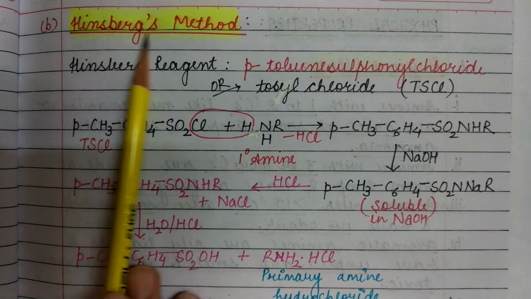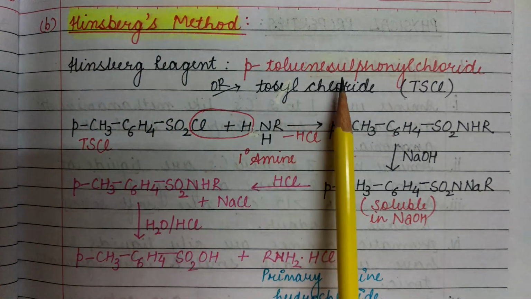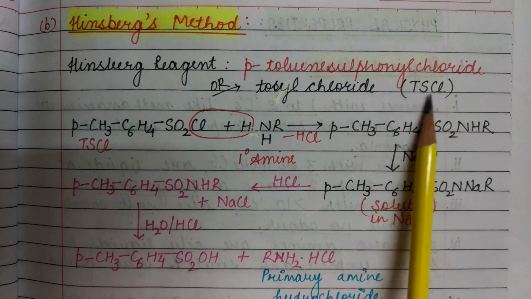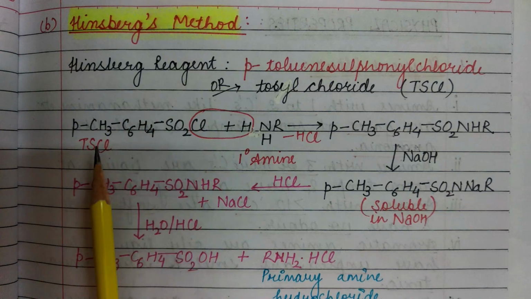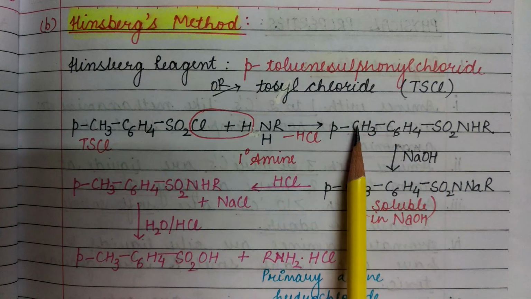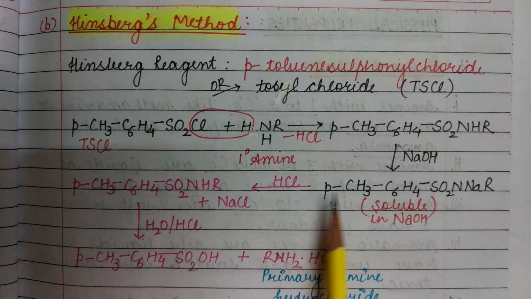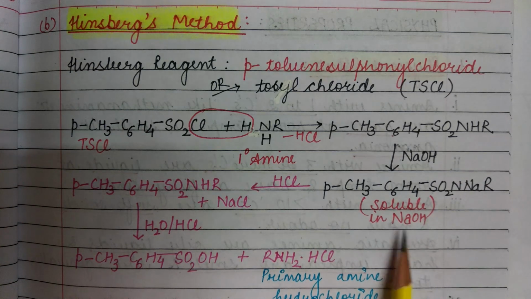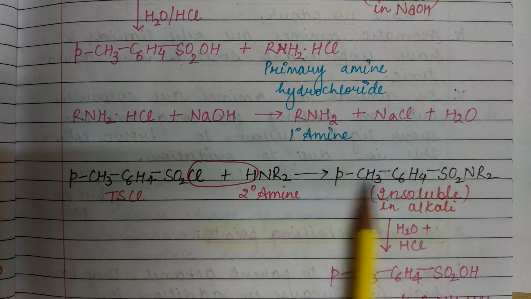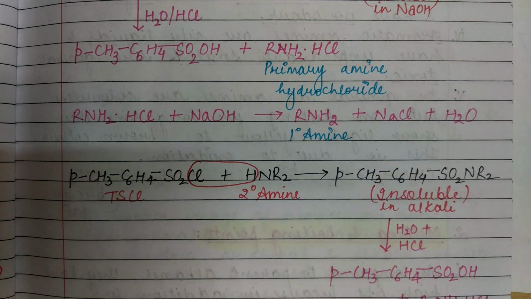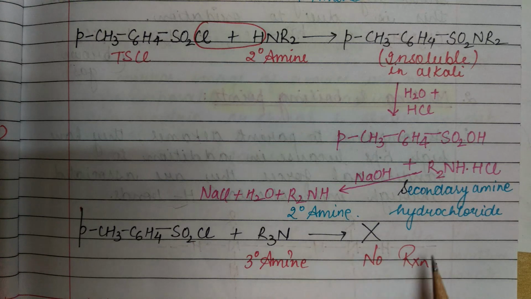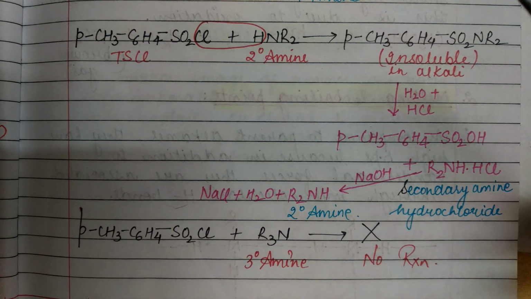The second method is Hinsberg's method. Hinsberg reagent is para-toluene sulfonyl chloride, or commonly called tosyl chloride, shortly written TsCl. When TsCl reacts with 1 degree amine from the mixture, HCl is removed and we get this product. And when this reacts with NaOH, it forms this, which is soluble in NaOH, right? Now, when TsCl reacts with 2 degree amine, it forms this, which is insoluble in alkali NaOH, right? So one is soluble, one is insoluble, and the 3 degree amines are not even reacting with the TsCl, so 3 of them can be easily separated.